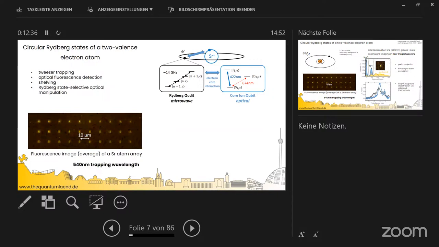Okay, this is a picture of our tweezer array. For the moment, it's a small array. We have about 10 to 30 atoms in there, depending on what we want to do. And this is done at a wavelength in the visible range, for the reason that at this wavelength, the circular states will actually be trapped in the tweezer in a bit.